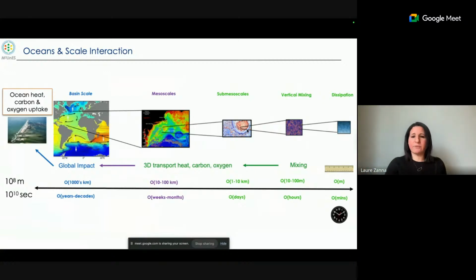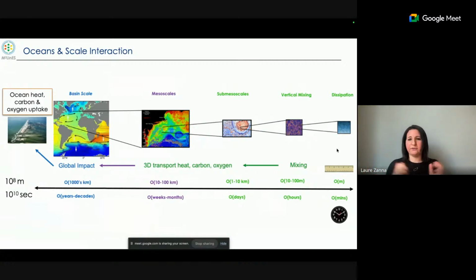And then you go to smaller and smaller scales. Some of them, again, are generated through external forcing and through the turbulence of the fluids. And we go all the way down to meter scales and timescales of minutes. So what we're spanning here is meters and minutes all the way to thousands of kilometers, with transport that takes years to decades.